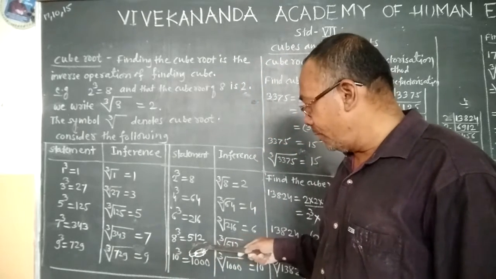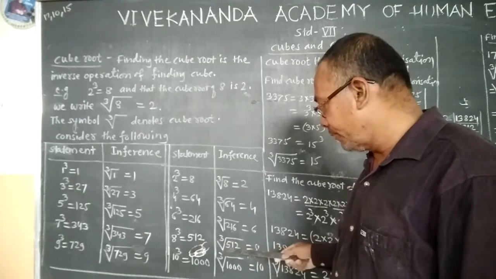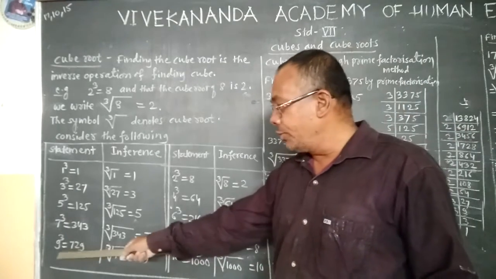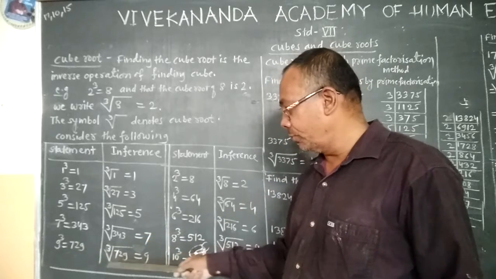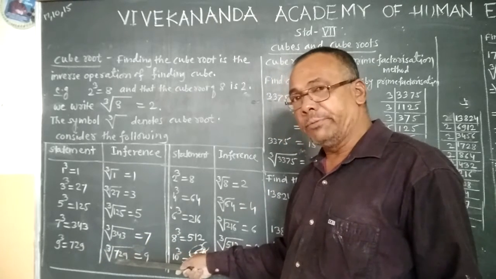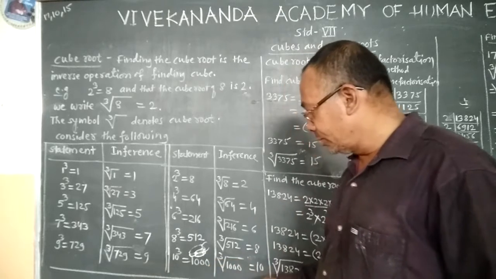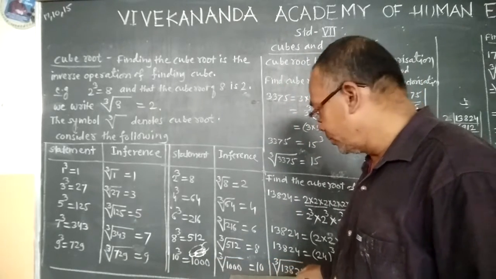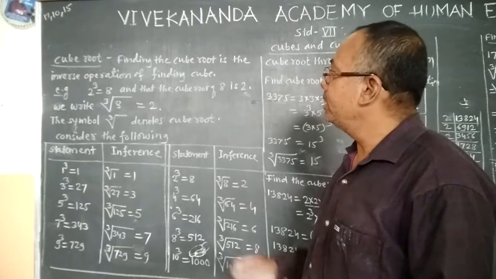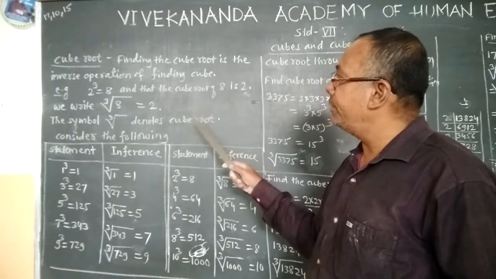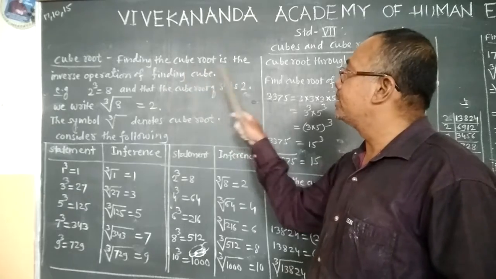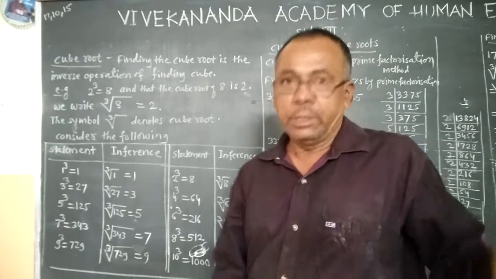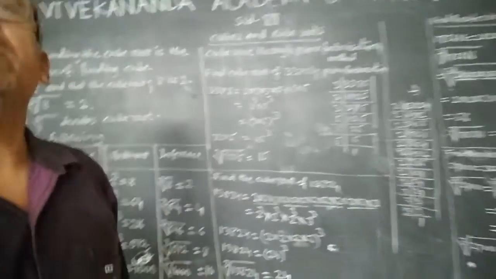8 cube is 512, and therefore cube root of 512 is 8. Like this, 9 cube is 729, and therefore cube root of 729 is 9. Also 10 cube is 1000, and therefore cube root of 1000 is 10. So here it is given that finding the cube root is the inverse operation of finding the cube. Some examples we have seen here.